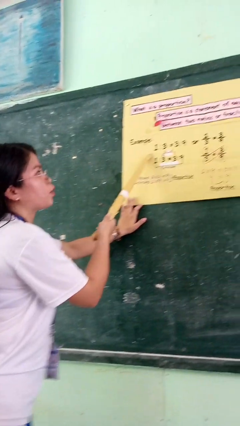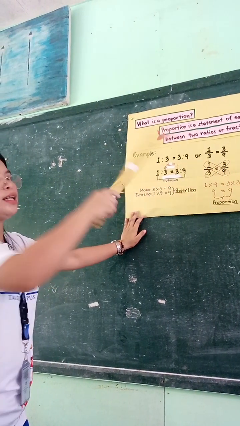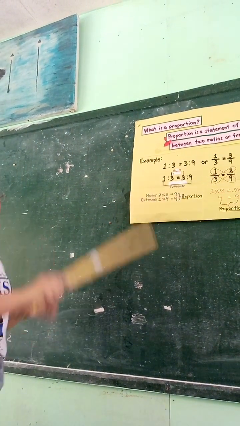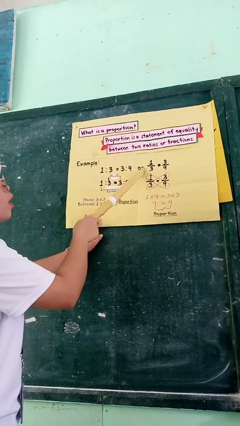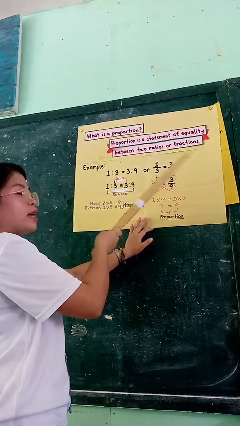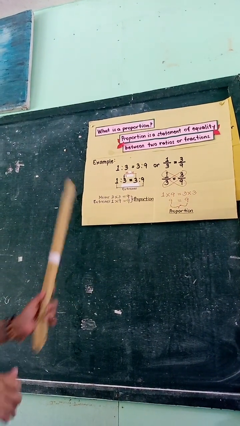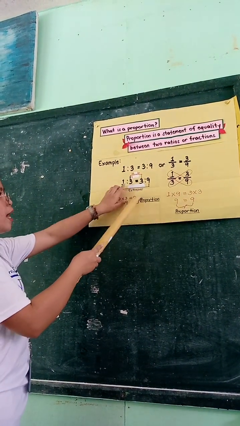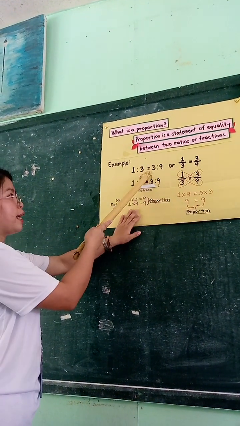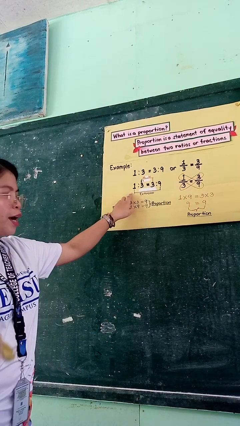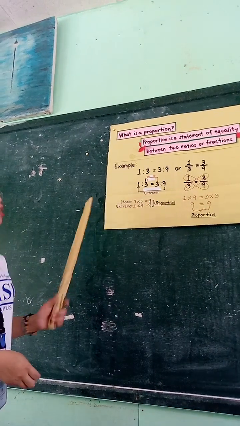So 1 is to 3 as 3 is to 9, or equal to 3 is to 9. Or we can write it in fraction form. 1/3 as 3/9, ninths. So as what I have said earlier, the second term and the first term in the ratio are called means, and the first term and the last term in the ratio are called extremes.